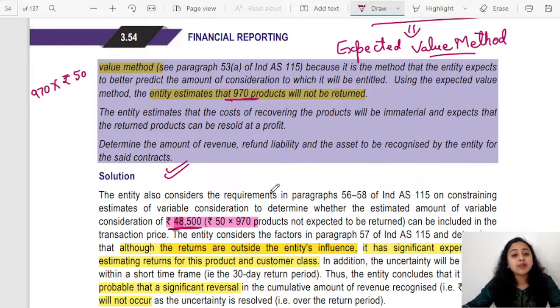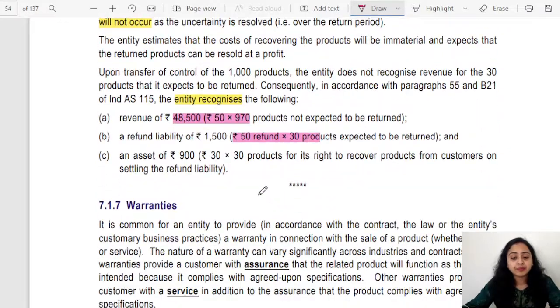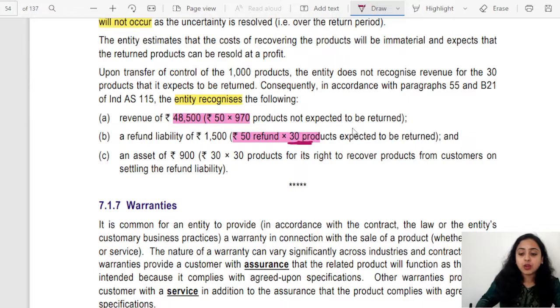The amount that will be treated as cost will be treated as refund liability. Now, 30 products out of 1000: how come 30 products? 1000 products minus 970. 970 will not be returned, so 30 products will be returned.